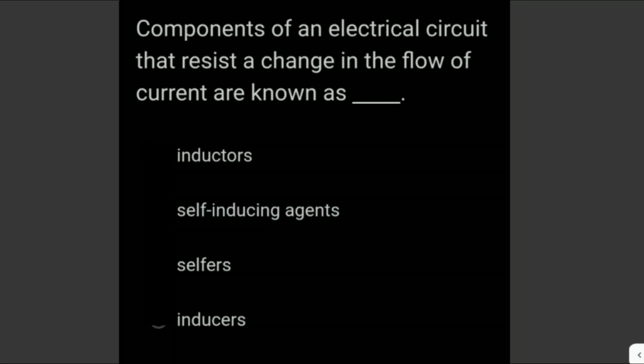Components of an electric circuit that resist a change in the flow of current are known as inductors, self-inducing agents, sulfurs, or inducers. The answer here is inductors. An inductor is an electrical component that opposes the change in the electrical current flow. When the voltage increases, the inductor moves against the current, decreasing it. When the current flow decreases, the inductor makes the current keep flowing.